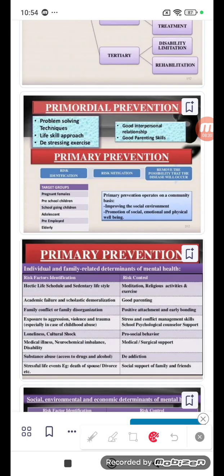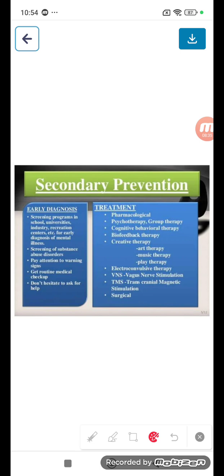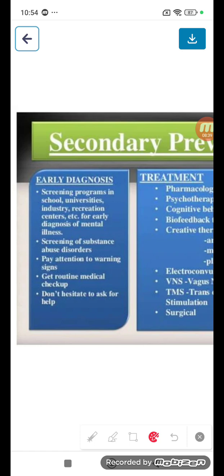Okay. So now we'll go with the secondary process. In secondary prevention, the first one is early diagnosis. So early diagnosis means screening. First of all, screening programs in schools, universities, industries, and so on. Early diagnosis of mental illness, screening for substance abuse disorders, and paying attention to warning signs. Get routine medical checkups, and don't hesitate to ask for help. These are the early diagnosis.